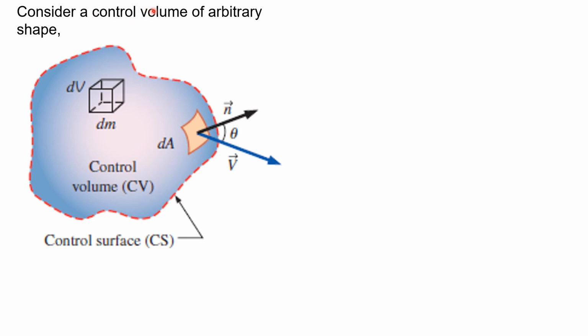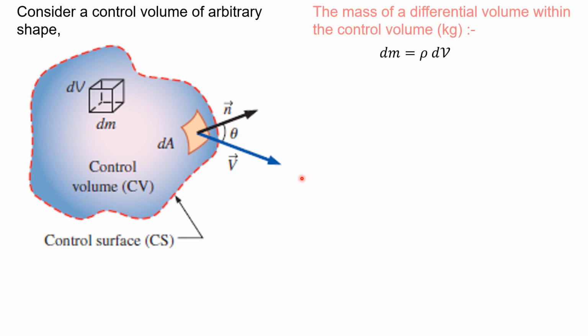We consider a control volume of arbitrary shape. So let's say the control volume is not a fixed shape. We just take an area that you want to investigate, and you can divide it into two lines, which are 90 degrees to each other, or at a certain angle theta. The mass of a differential volume within the control volume is dm equals rho dv. This is the formula that we have seen earlier.